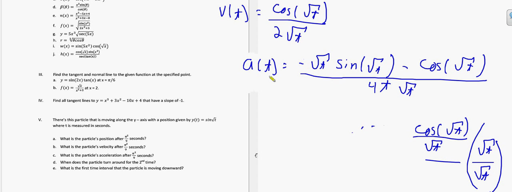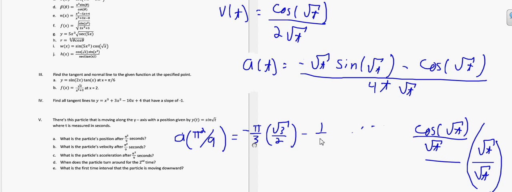Alright, so we got this guy. All we need to do is plug in pi squared over 9. So we really want acceleration at pi squared over 9. Anyway, we're going to get negative pi over 3 times sine pi over 3, which is root 3 over 2, minus cosine pi over 3, which is 1/2, over 4 pi squared over 9 times pi over 3, which is pi cubed over 27.